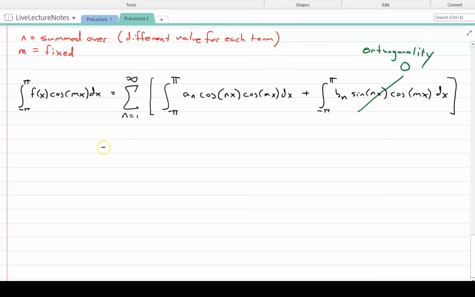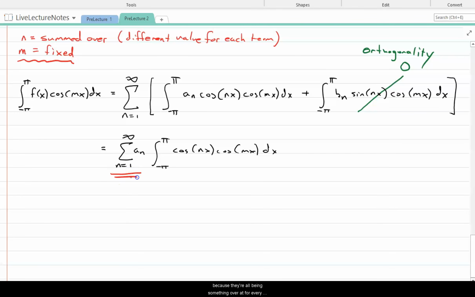So I've got here a bunch of integrals, right? n equals 1 to infinity, integral from minus pi to pi. I can pull the a_n outside of the integral because it's just a constant. Cosine of nx, cosine of mx. Now remember, m is fixed. m is like 1 or 2 or 3. m is a fixed number. There's an infinite number of integrals here, because they're all being summed over for every value of n.